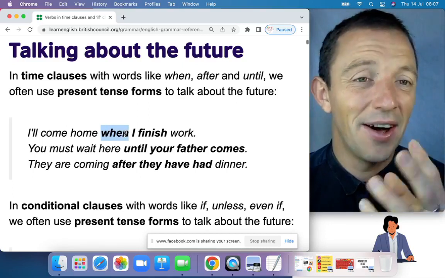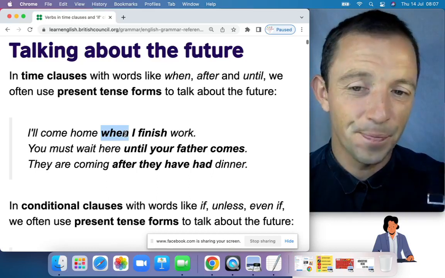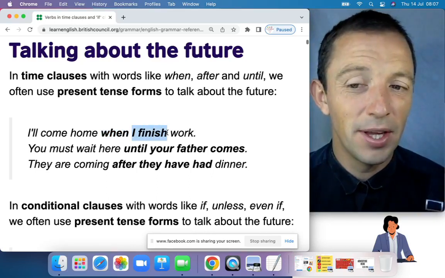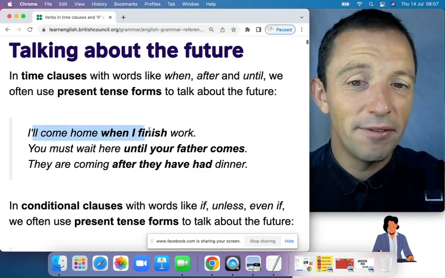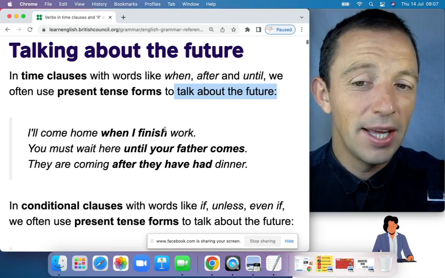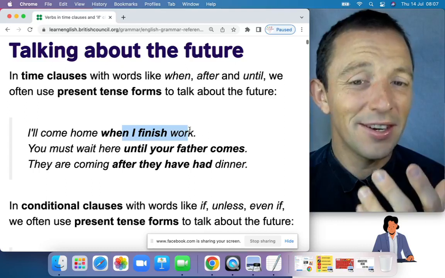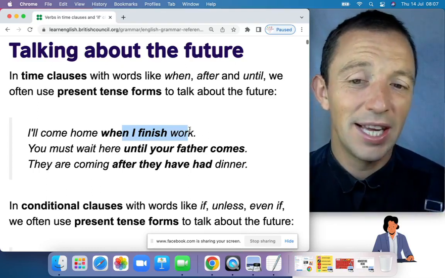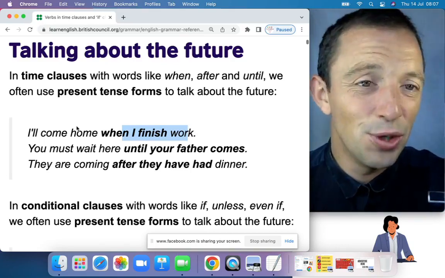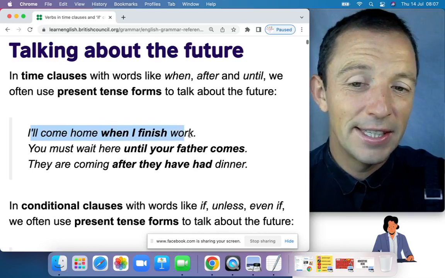When is the time clause. It's the word for the time, when. And here we have the present. I finish work. So I will come home when I finish work. This is the future. It's the present tense, but we are expressing the future. And that's very difficult. And that's very intermediate or advanced. But that's the rule. So I will come home when I finish work.